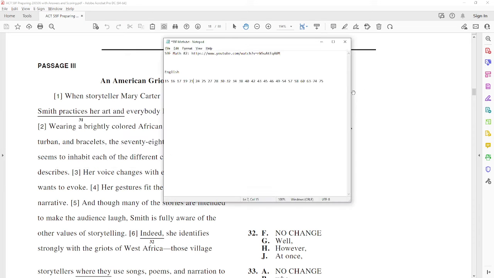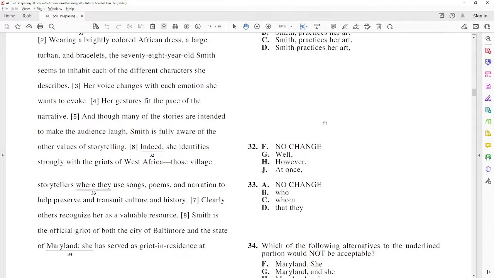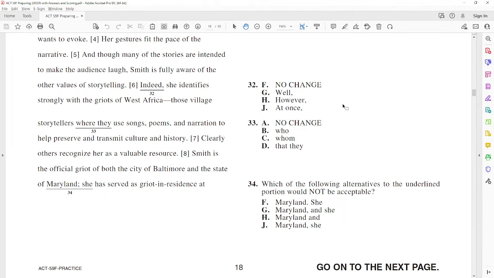What is the next one? I believe it's 32. Yes, 30 through 32. It says, "Though many of the stories are intended to make an audience laugh, Smith is fully aware of the other values of storytelling. Indeed, she identifies strongly with the griots of West Africa, those village storytellers who use songs, poems, and narration to help preserve and transmit culture and history." So again, two underlines in the same sentence.